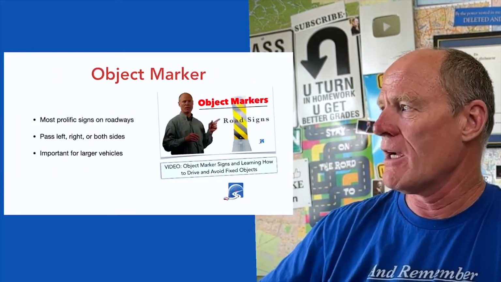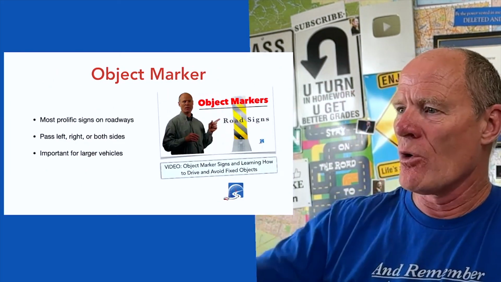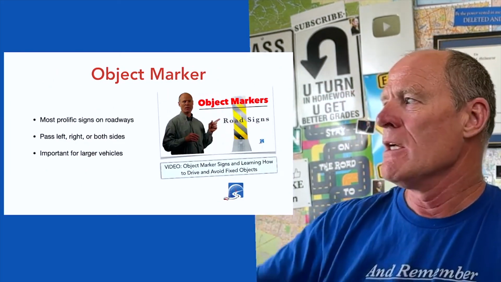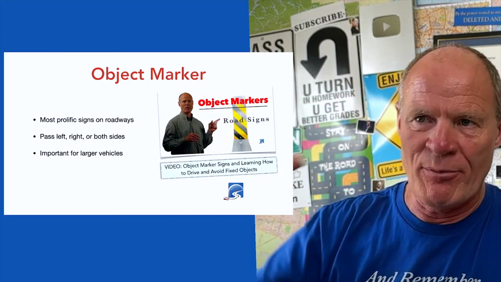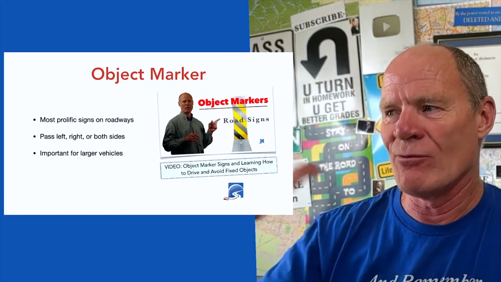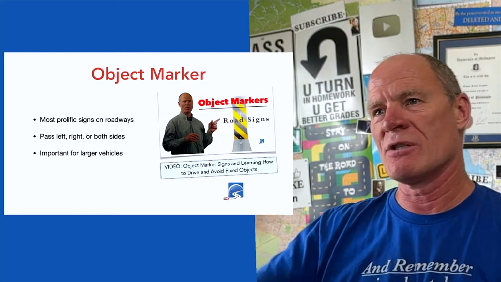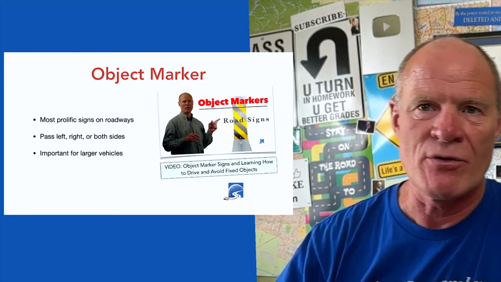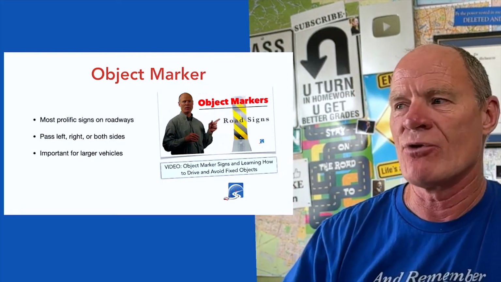So object marker signs are the hash marks. Corey will put up the video for you on those. And pass left, pass right, or pass left and right. If you come up with a traffic island and there's a slip lane to the right and you can proceed straight through, then you're going to pass either left or right of the traffic sign.